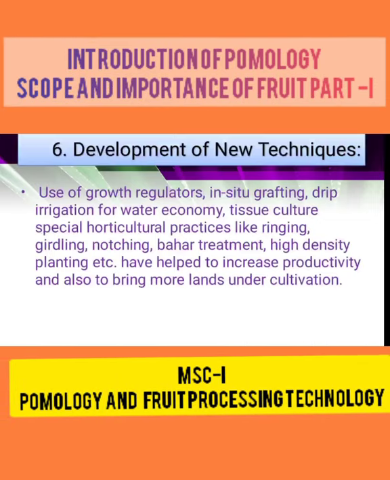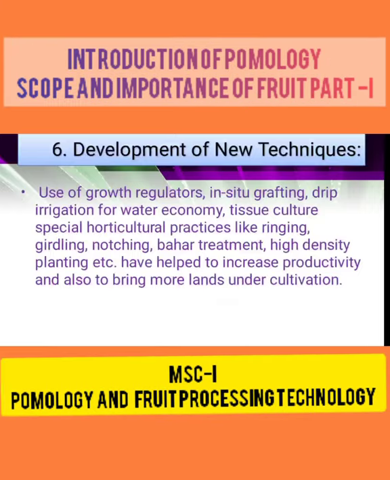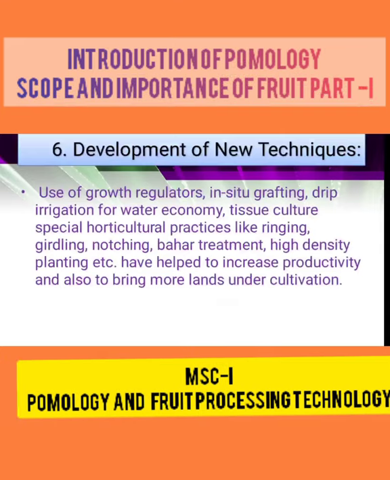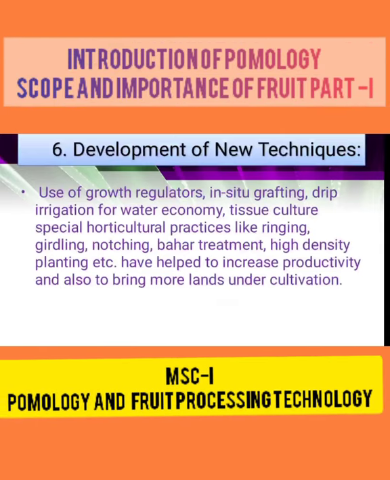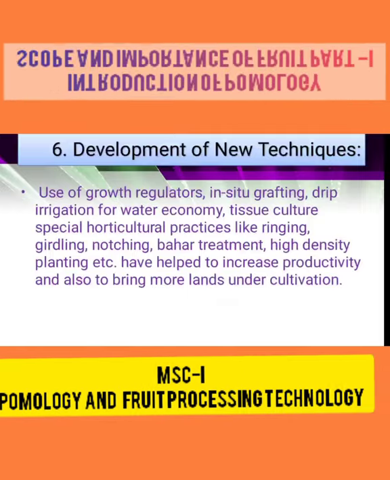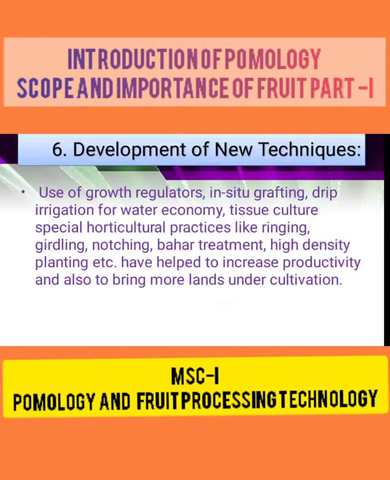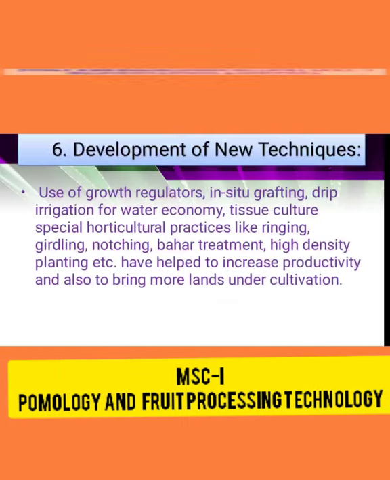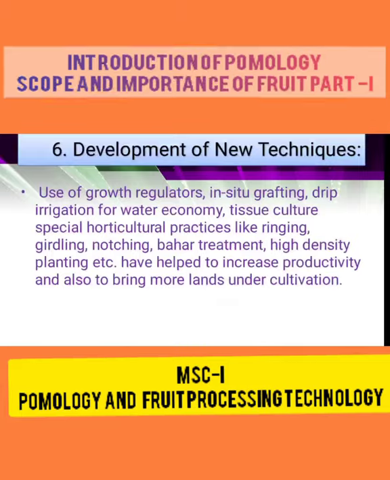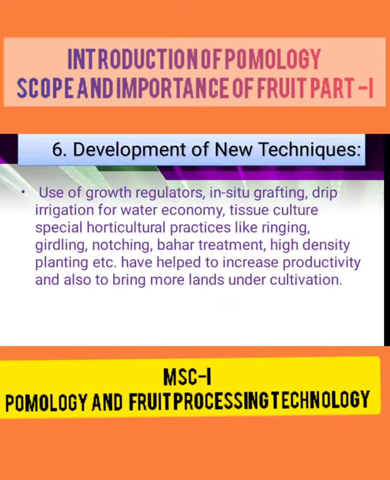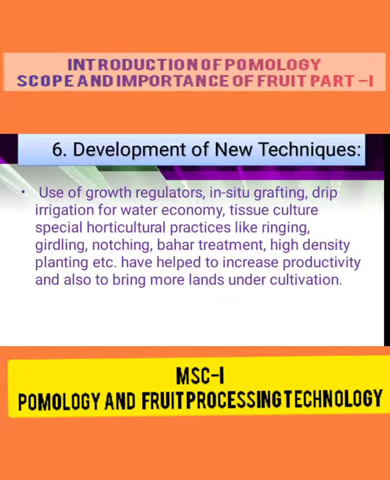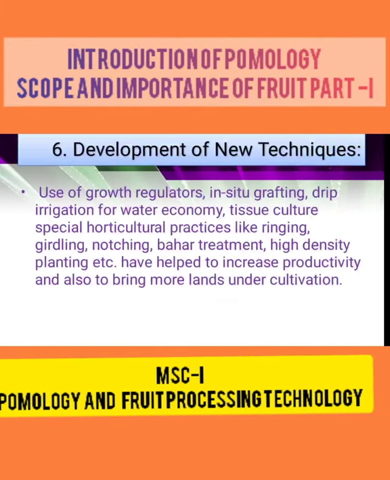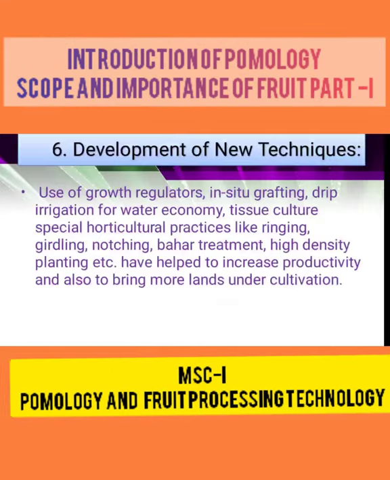Using growth regulators. Some plants do not grow properly. In such conditions, we have to supply them growth regulators. Then in situ grafting. Some plants are very sensitive to the climate. In some situations, for example in the rainy season, that plant does not survive. In such conditions, they develop in situ grafting in a lab, and the plant is moved to the actual environment after attaining the proper size. That is in situ grafting.